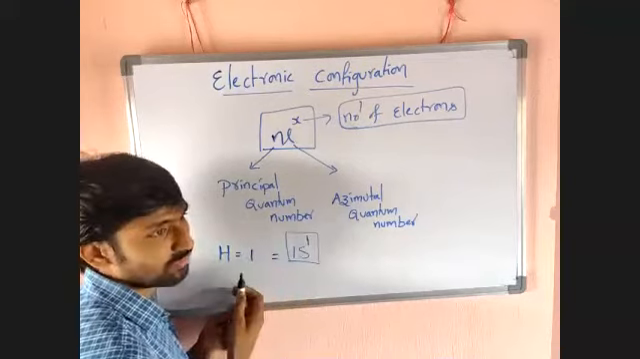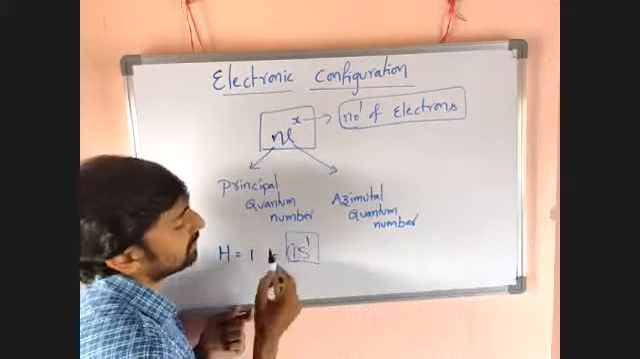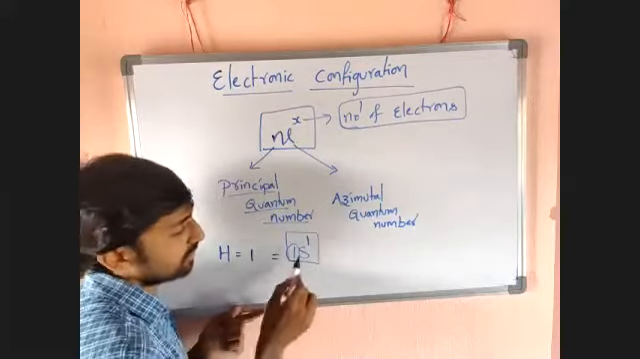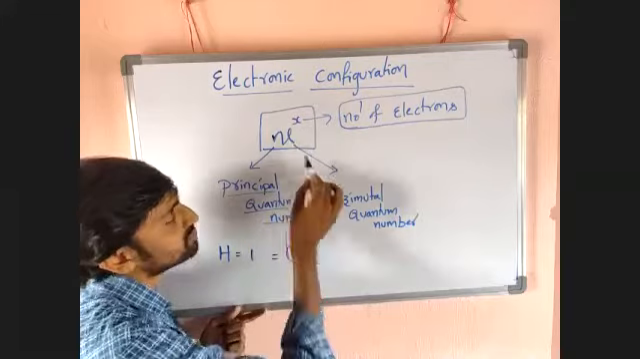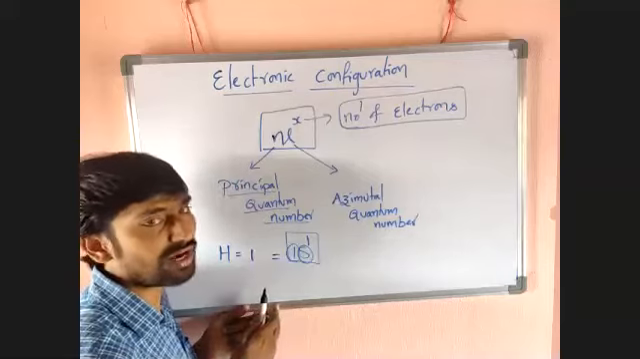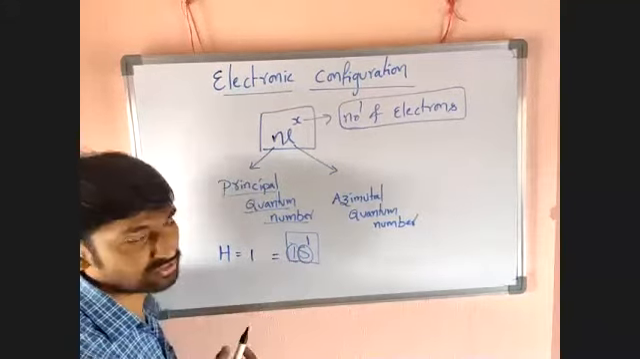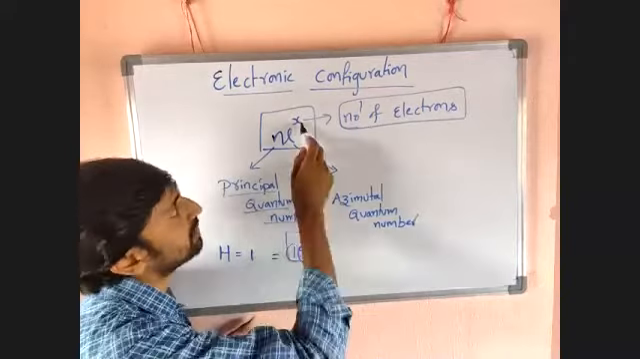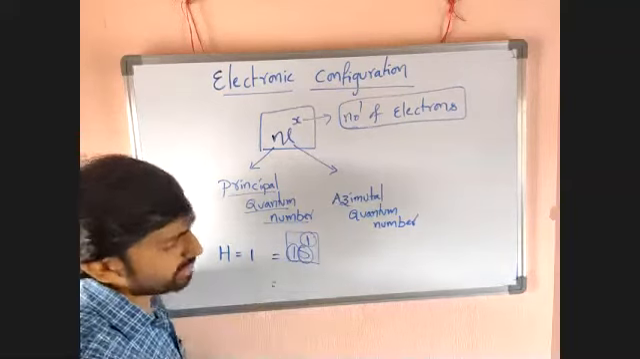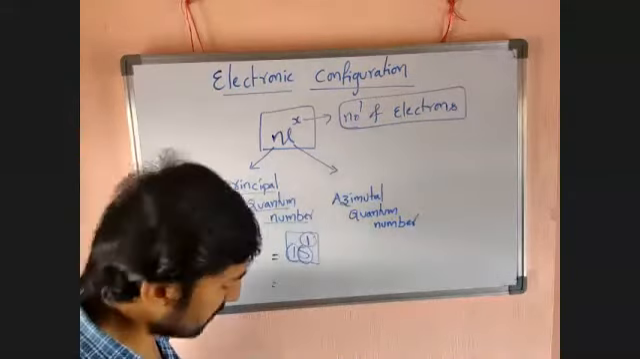Here, 1 is the principal quantum number. s is the azimuthal quantum number, with value 0 for the s orbital. And the superscript 1 is x, the number of electrons. It is just an example; like that we can take anything. So what is the general notation for the electron? What is meant by electronic configuration?